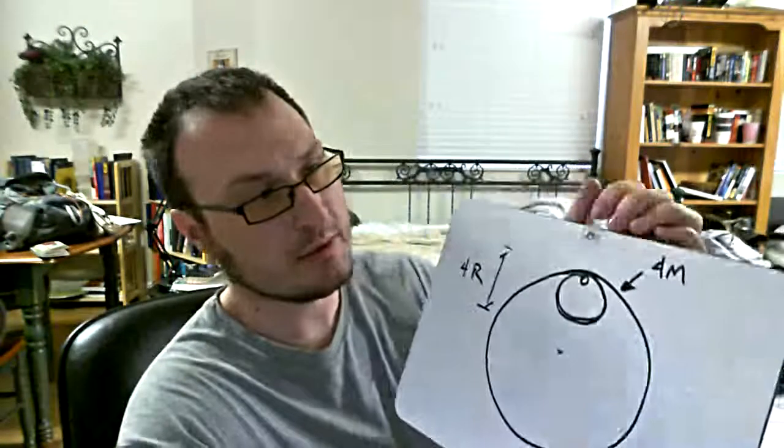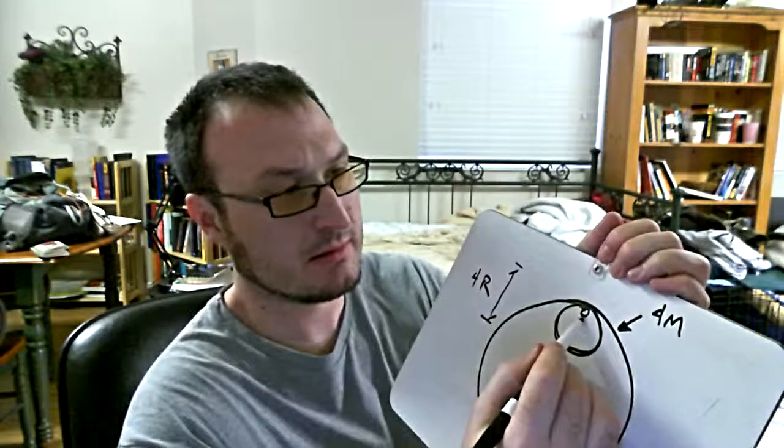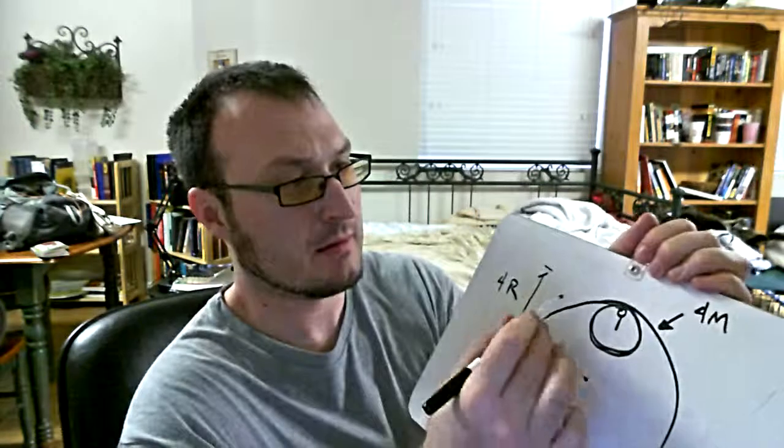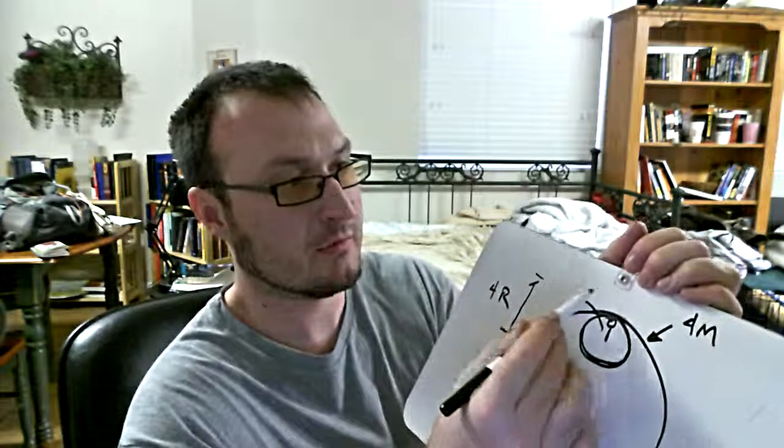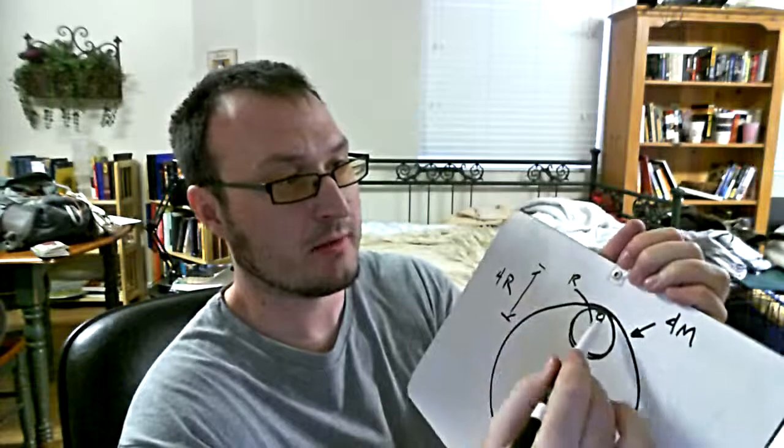The reason I'm using 4 there is because what I'm going to do is draw in hoop Y here. And then I'm going to call the radius of Y r, and of course the mass of Y m. And so I tried to draw that in there so that it's accurate to the problem.